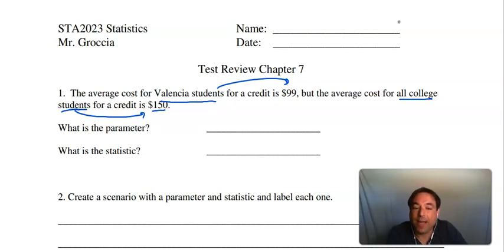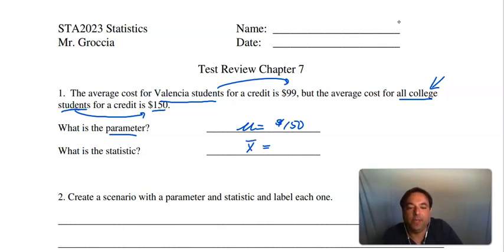So in this case, the population is the larger group, all college students, and the number that describes the population is the parameter. So that would be mu being 150. Then Valencia students is a part of all. Even though they're both large groups, Valencia students is part of all. So that would be the $99. That would be the sample. That would be X bar equals $99.